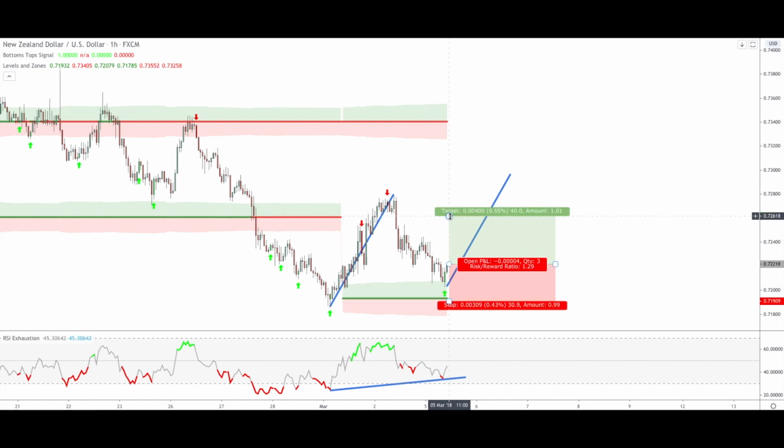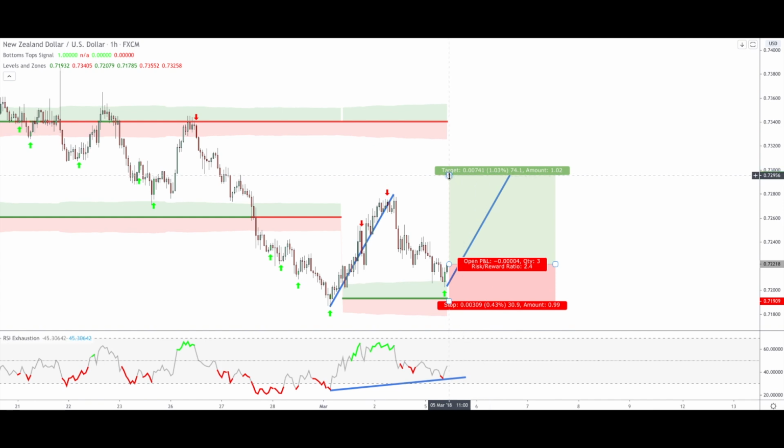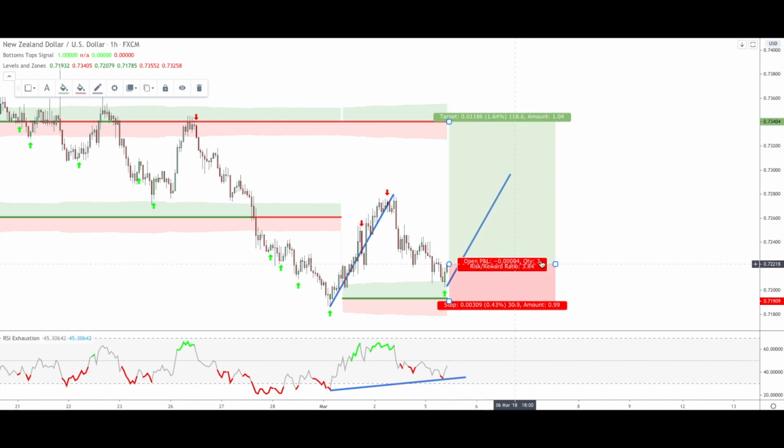Regarding the target, as I said before, the very, very likely target is going to be this one, okay? So this level up here. If you want to be a bit more aggressive, or rather, if you want to aim for a bigger risk reward, then you can leave the stop loss here and look for a target up here, okay? So that your risk reward gets almost to 4x.